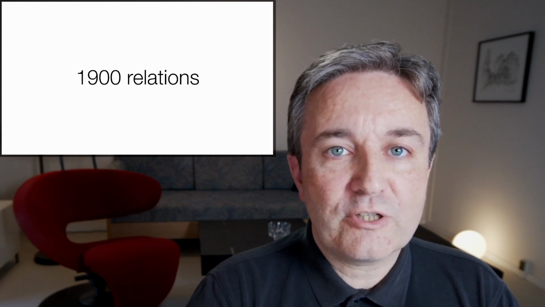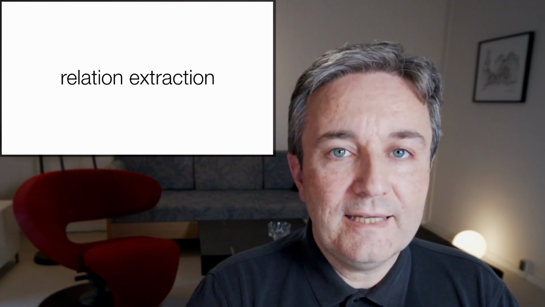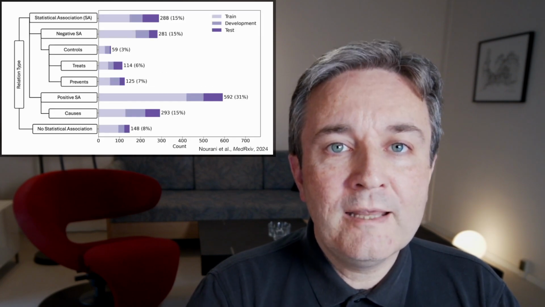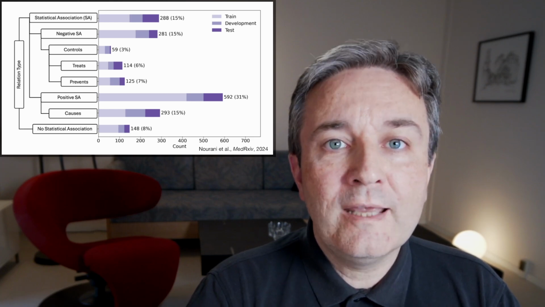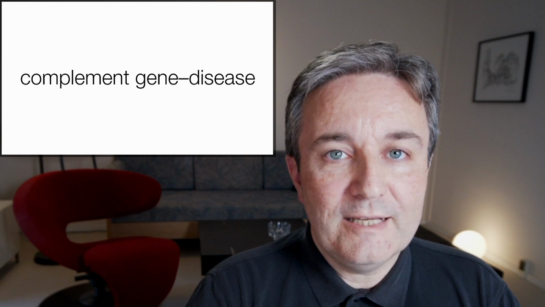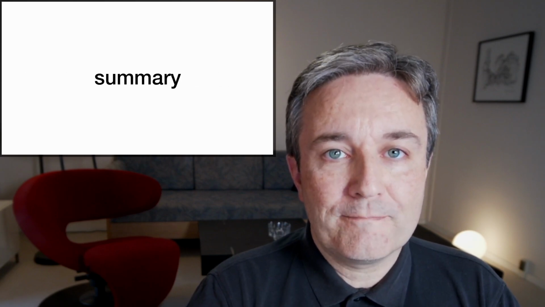The second corpus is called LSD600. It consists of 600 documents with 1,900 relations between lifestyle and disease. It is meant for relation extraction of several different types of relations, including positive and negative correlations and causal associations. It is meant to complement the existing corpora on gene-disease associations.